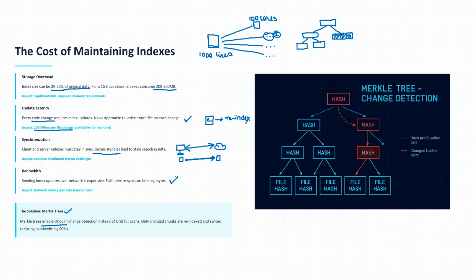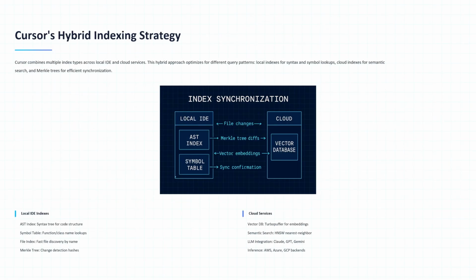We'll talk about Merkle trees in the upcoming slides. Let's move forward to understanding how Cursor implements this indexing strategy.